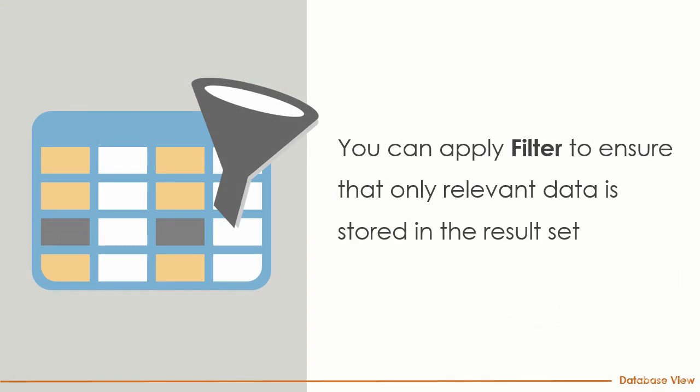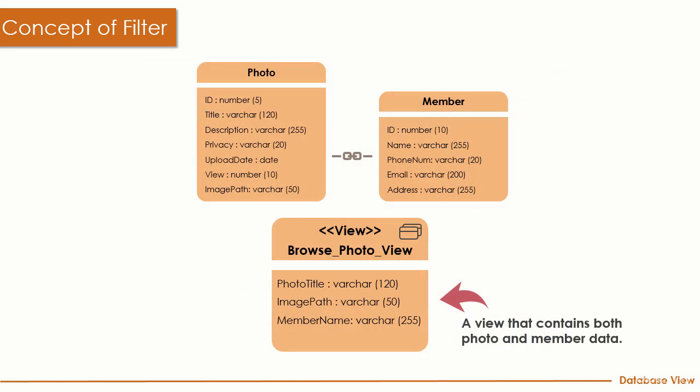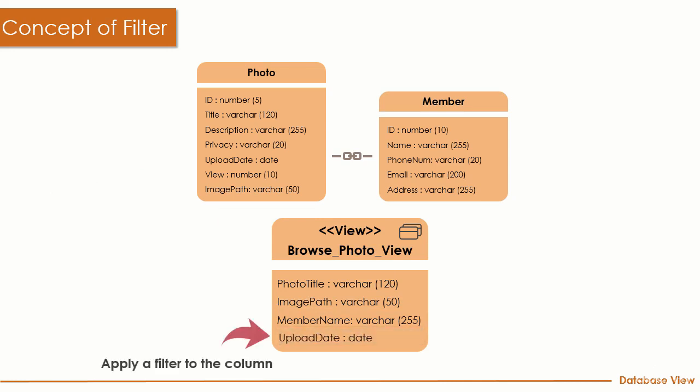There is one more advanced feature you can use when you use the view. You can apply a filter to ensure only the relevant data you want is showing up in the view. Let's take another example. Say we want to show the recent photos, the photos uploaded within the last 5 days. So we base it on the browse photo view and enhance it to support recent photos. We have the upload date stored in the photo entity, which shows when you uploaded the photo. Then we can add this upload date to the browse photo view and add a filter to show only the photos uploaded within 5 days. Let's see how it works.